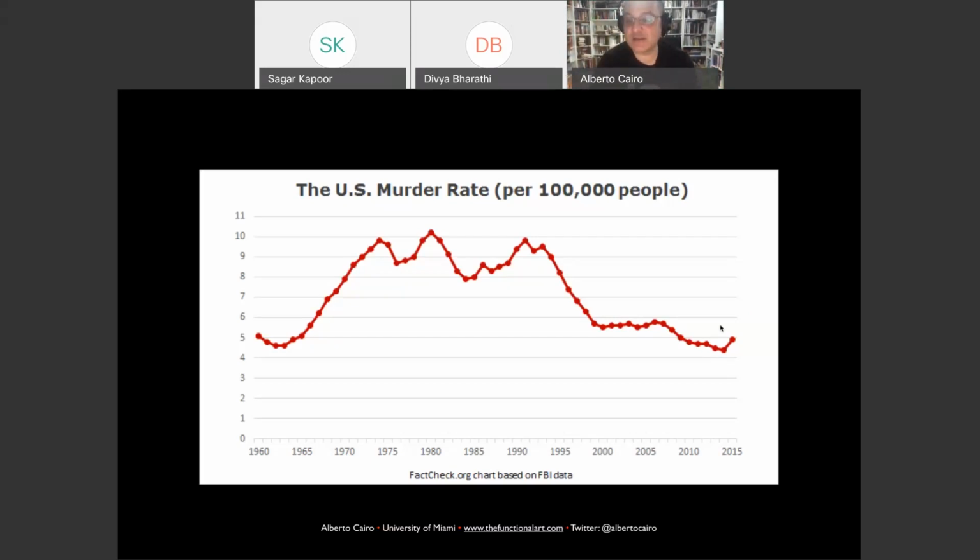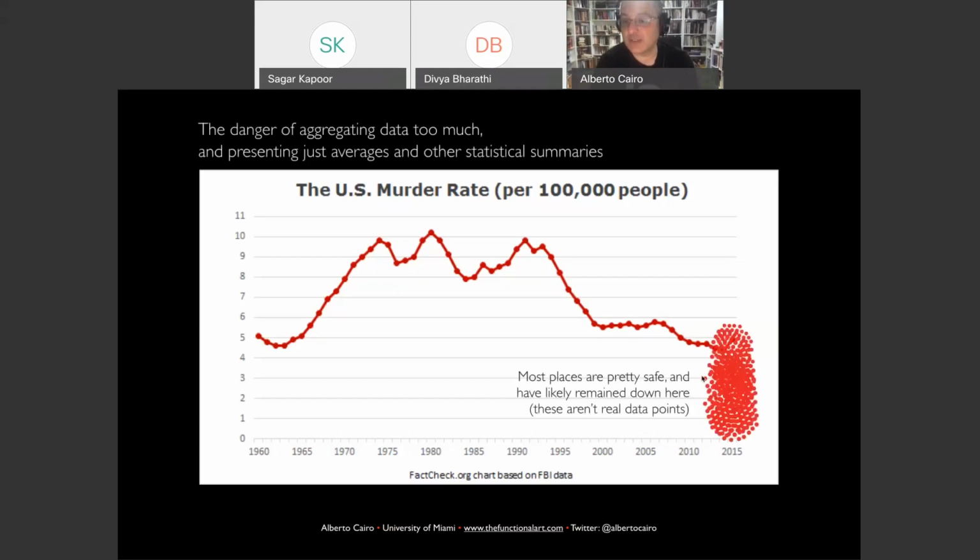Most places in the United States, if we could plot them on the vertical axis, the murder rate, we could calculate the murder rate of every town, every city in the United States. Most places will be around the national rate, or below the national rate. They will be around here. These are just imaginary dots, each one of them representing a place.